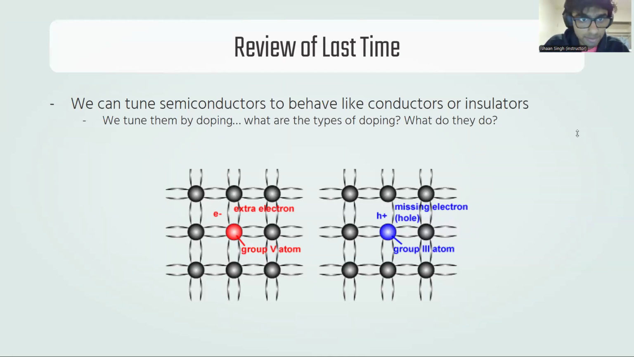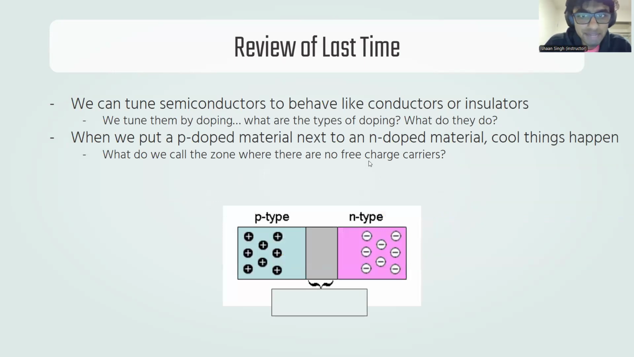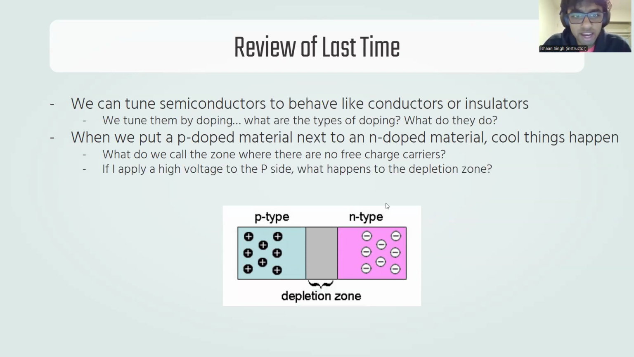So, anyways, when we put a p-type material next to an n-type material, cool things happen. In particular, we form this region where there are no free charge carriers. What do we call that region? Depletion zone. Exactly. Oh, sorry, Chris. So if I apply a high voltage to the p side, what happens to this depletion zone?